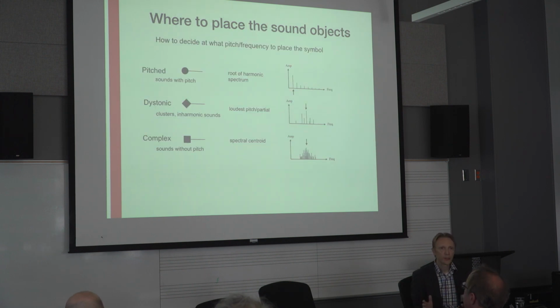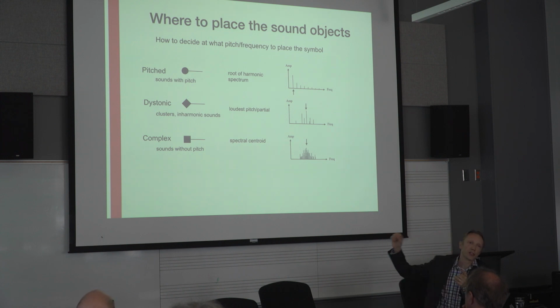When using this with students, of course, I had to instruct them, okay, where do we place the symbols on a staff system? So we made a rough instruction that, for pitched sounds, it's pretty simple. You take the root frequency of any harmonic spectrum, and that's where you place the sound, just like in traditional notation. But for the dystonic category from Thoresen Hedman, which is basically clusters or inharmonic spectra, you would try to decide what is the loudest partial. And then, of course, you could notate other partials as well.